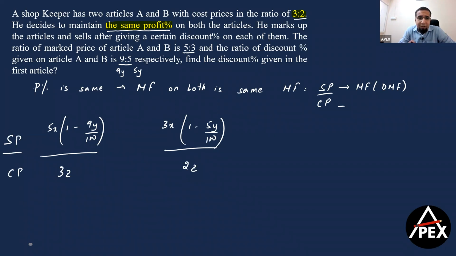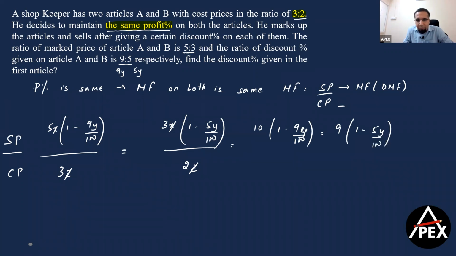So this is the multiplying factor of both the articles, SP by CP. Now the question says the profit percentage is the same, which means the multiplying factor is the same. So I equate the multiplying factors. Your z gets cancelled, your x gets cancelled here. Let's cross multiply. This is 5 into 2, so 10 into 1 minus 9y by 100, which is equal to 3 into 3, that is 9 into 1 minus 5y by 100.